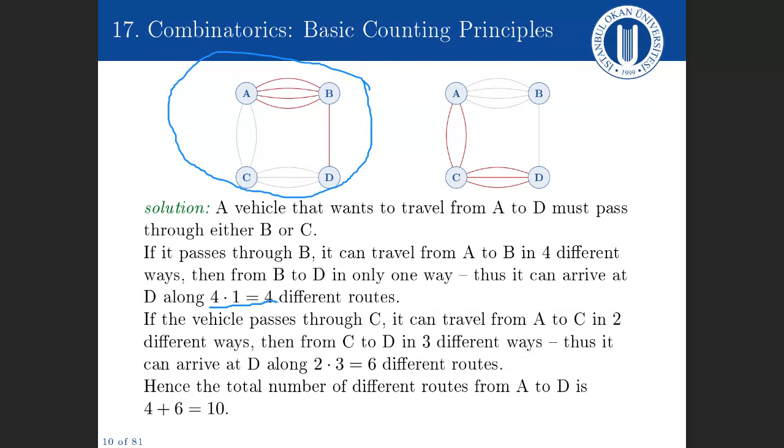Next, let's look at the right picture. Now let's suppose we go from Aberdeen to Coventry and then from Coventry to Derby. There's 2 different ways to go from Aberdeen to Coventry. So 2. And there's 3 different ways to go from Coventry to Derby. So 3. 2 multiplied by 3 gives 6 different routes.